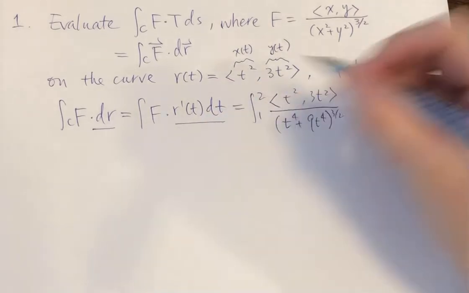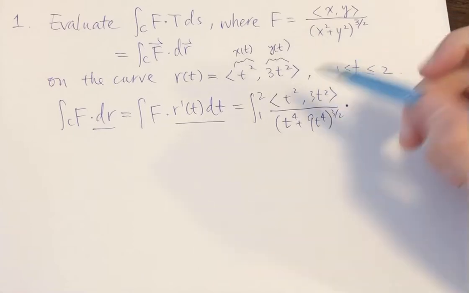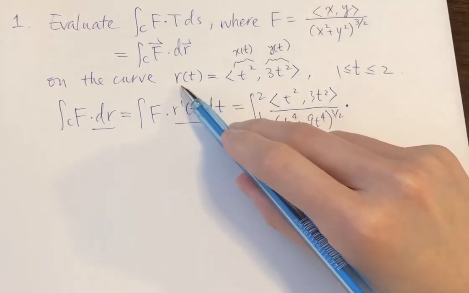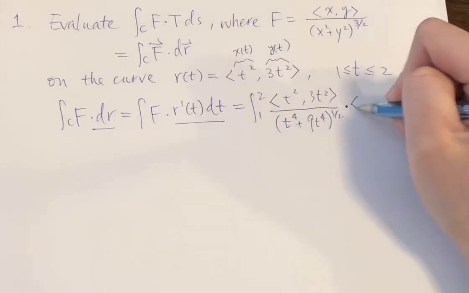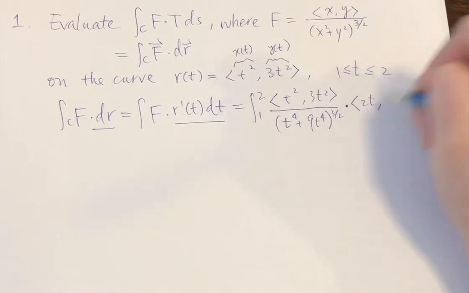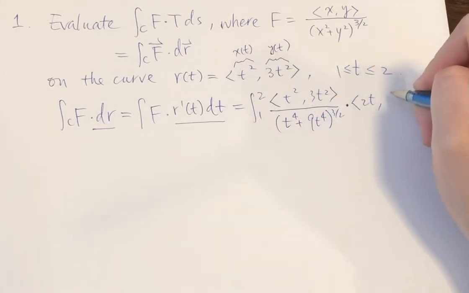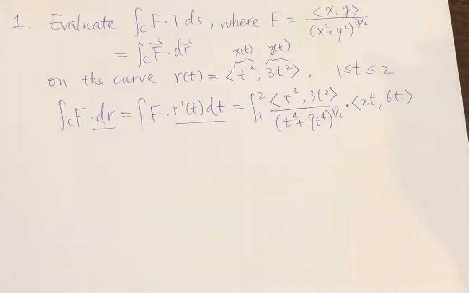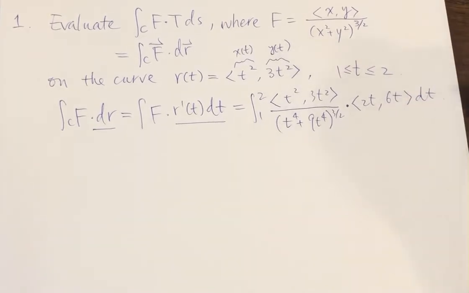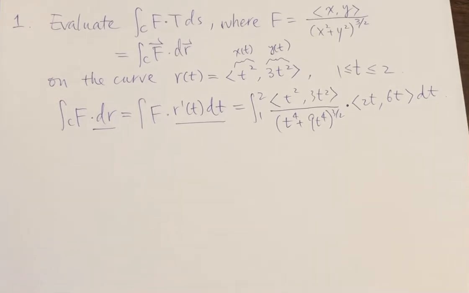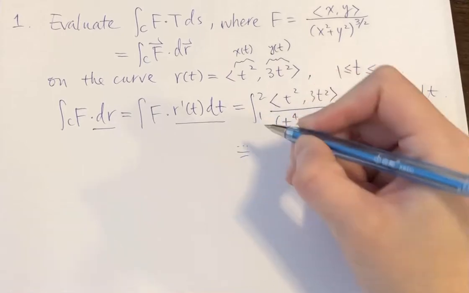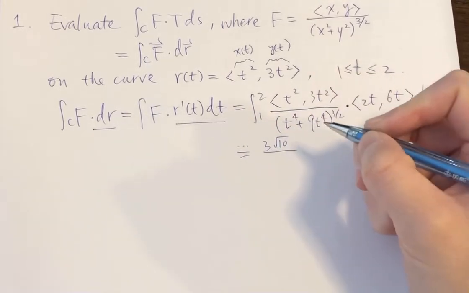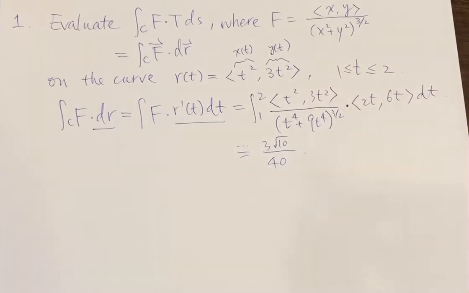And according to the formula, we dot with r prime. So what is r prime? Well, we're given r, so r prime is just taking the component-wise derivative. So t squared's derivative is 2t, 3t squared's derivative is 6t, and then dt. So that's the setup. And then I'm just going to skip the algebra. So the final answer will be 3 square root of 10 divided by 40. Okay.